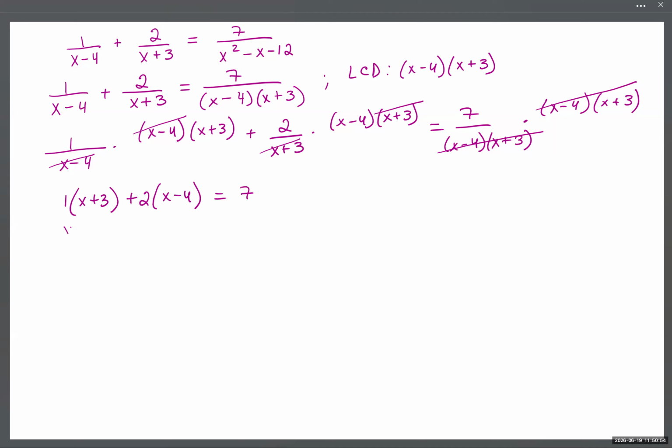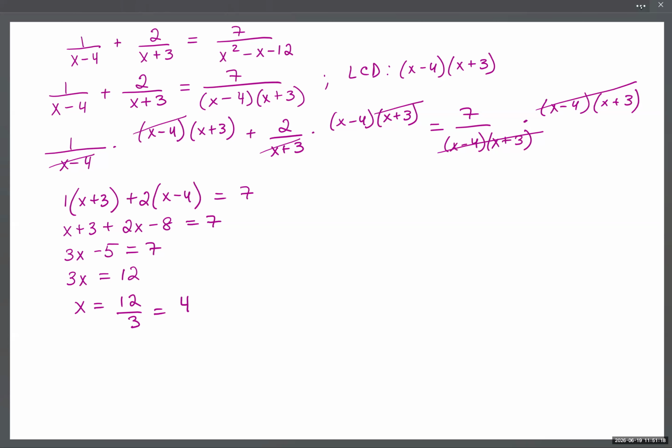So open the parentheses, x plus 3 plus 2x minus 8 equals 7. Like terms on the left, x plus 2x is 3x. 3 minus 8 is negative 5. Now, 3x, add 5 to both sides, is 12. X equals 12 divided by 3, or 4.